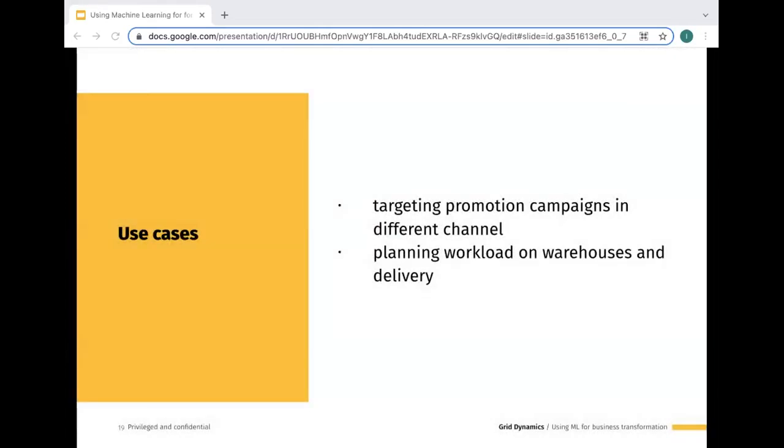And we decided to use this approach in 2 big use cases. First is targeting promotion campaigns in different channels, and second is using these predictions for planning workload in warehouses and delivery.